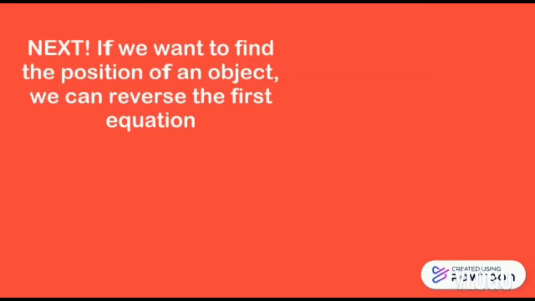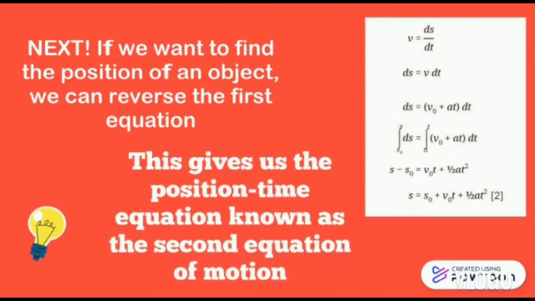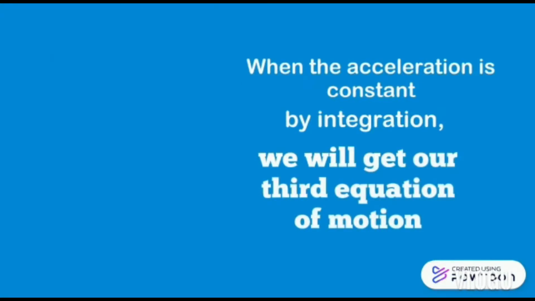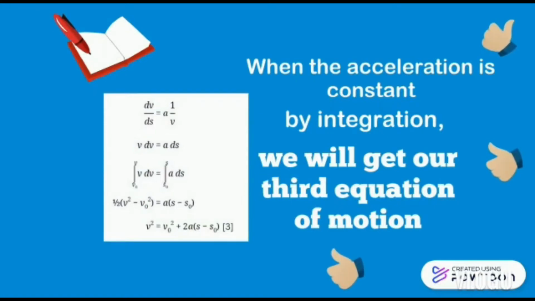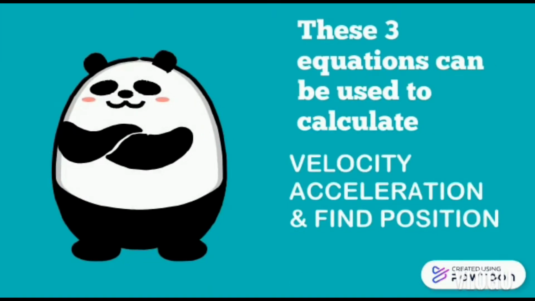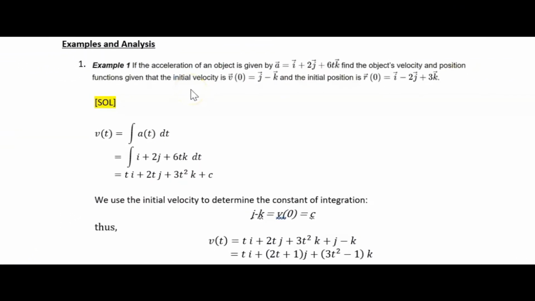Next, if we want to find position of an object, we can reverse the first equation. This gives us the position time equation known as the second equation of motion. When the acceleration is constant, by integration, we will get our third equation of motion. These three equations can be used to calculate velocity, acceleration, and find position. So next, we'll go to examples and analysis.